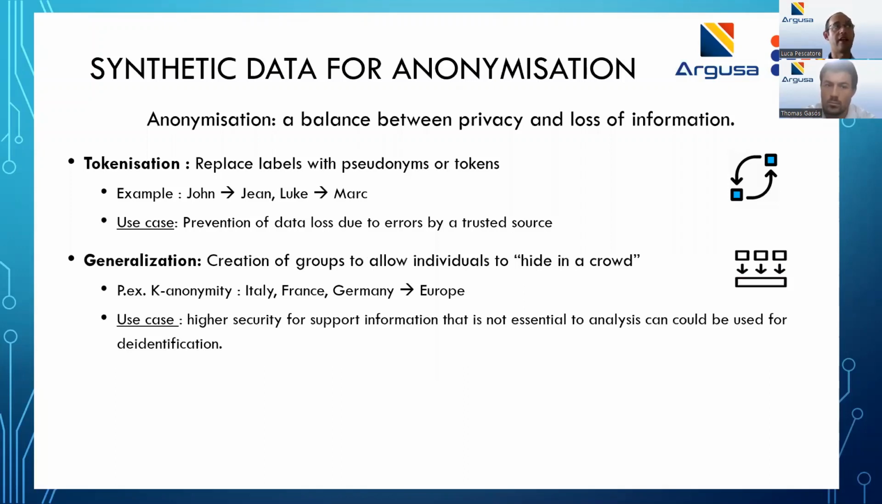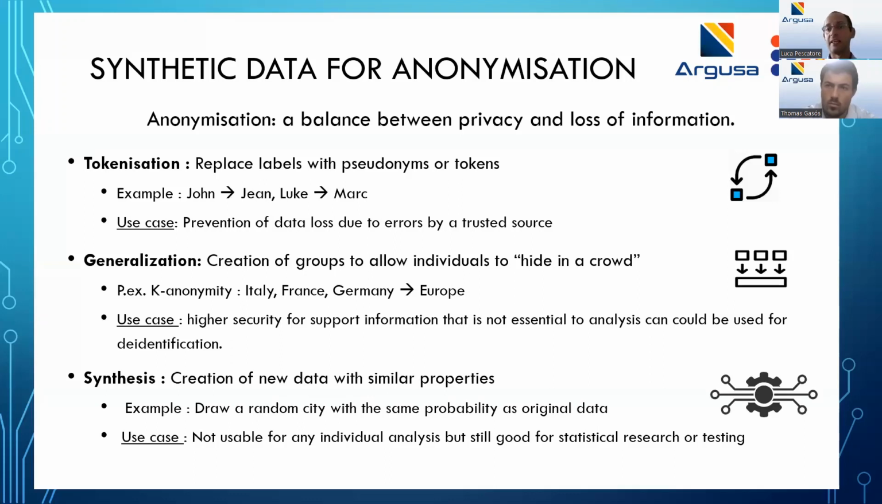Another level would be generalization. Generalization means essentially building groups to have individuals fit into a crowd. So for example, if you have Italians, French, and Germans, you can build a category Europe that will include them all. In this way, the single nationalities will not be detectable anymore, and it's more difficult to de-anonymize. So this is already a more secure method, but it can still be undone.